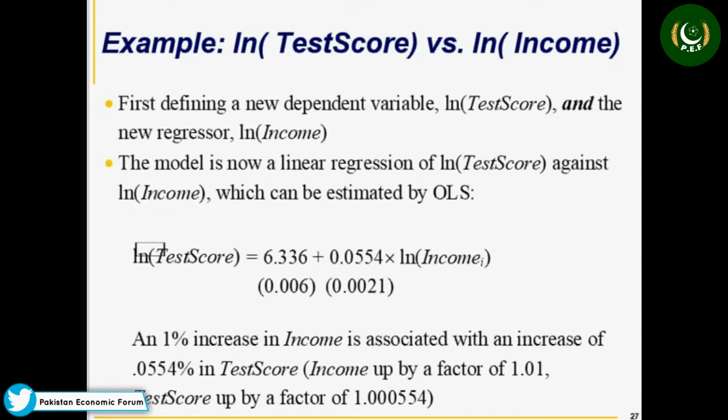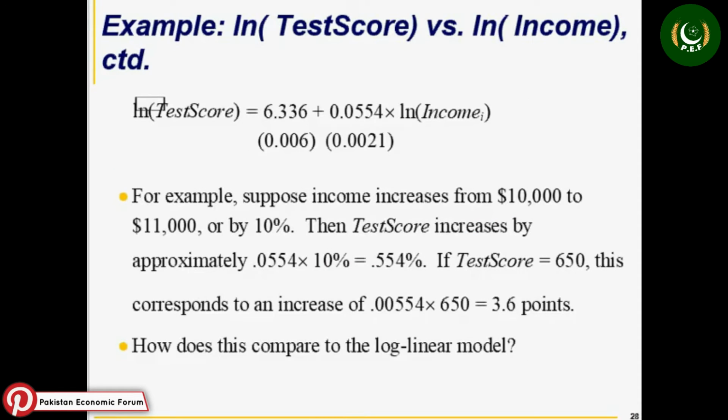Here, 0.0554: a 1% change in income is associated with an increase of 0.0554% in test score, or 0.000554 change in y. Then you can ask how much change a 10% increase leads to, or a 15% change.